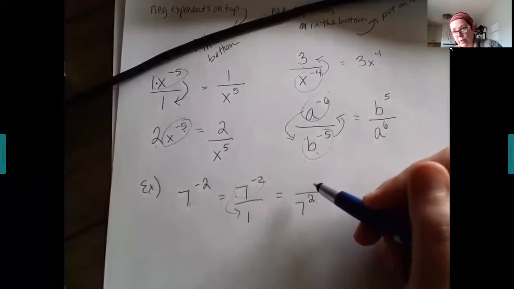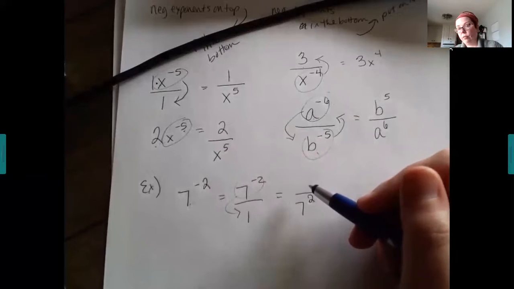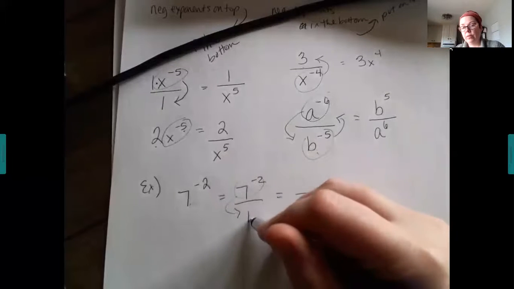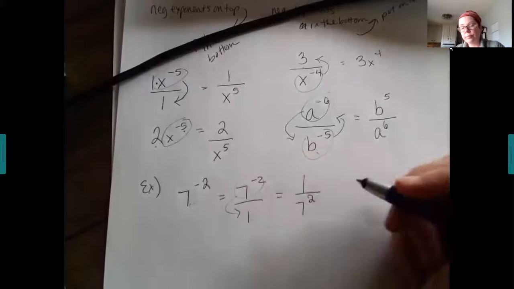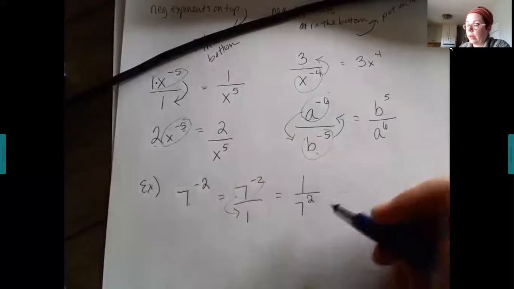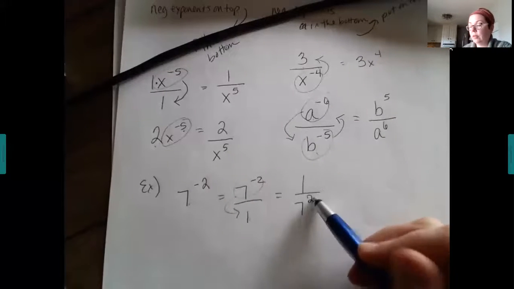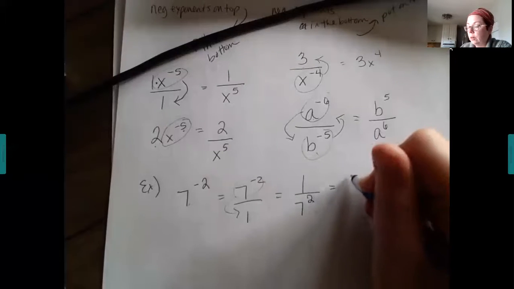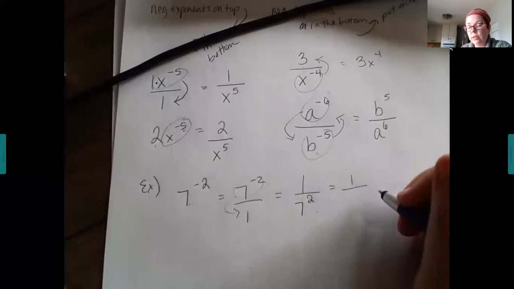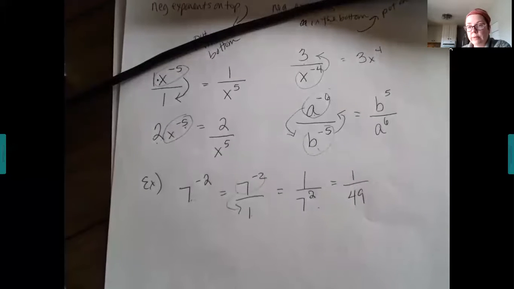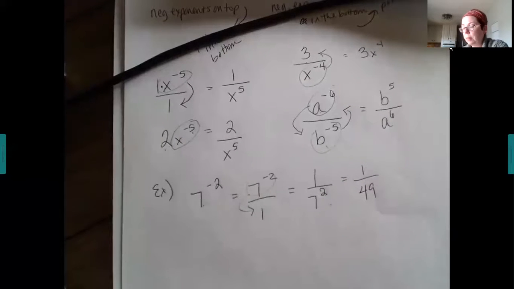Now, if I move something and I've created a fraction, I have to have something up on top, right? So think of that 1 as going upstairs. Okay, now this is perfectly fine, but usually what we do is we finish this out. So what is 7 squared? Hopefully you didn't say 14. Hopefully you said 49, because 7 times 7 is 49. Okay.